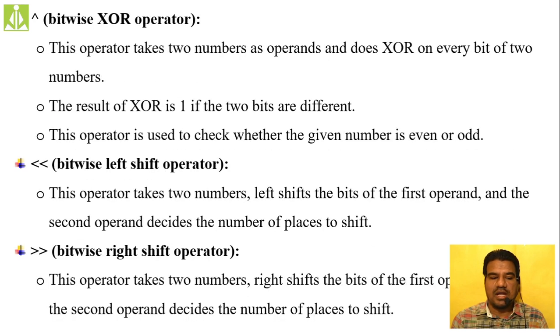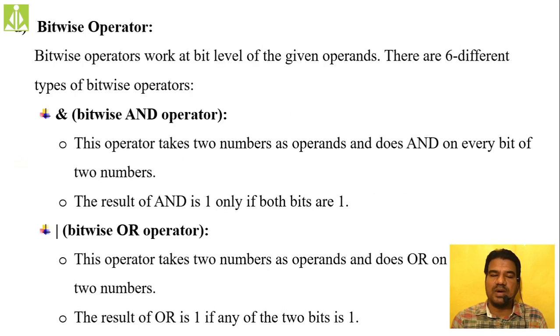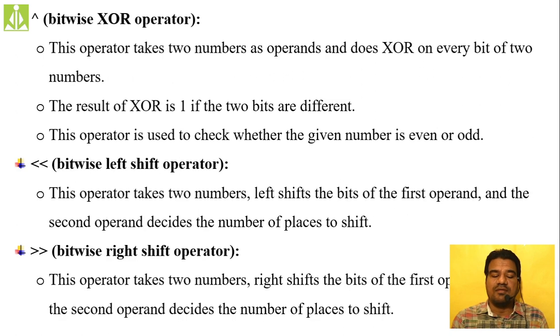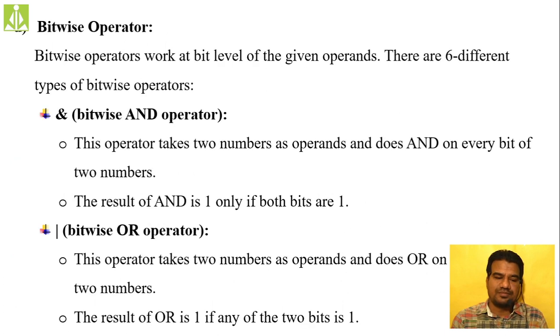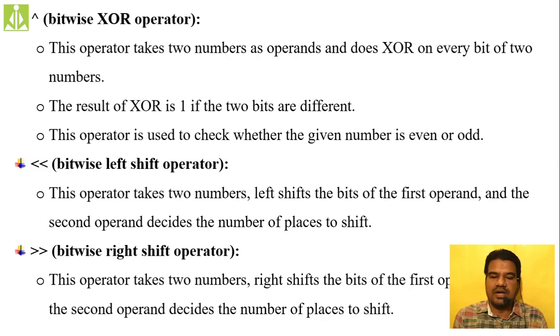Here, logical; now these are bitwise. We discussed bitwise AND and bitwise OR, and then we have to discuss bitwise XOR, the bitwise left shift and right shift operators, and the bitwise NOT operator. These three things we have to discuss. So first, bitwise XOR.